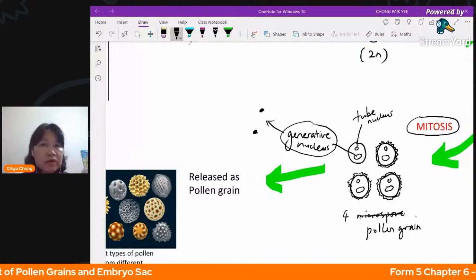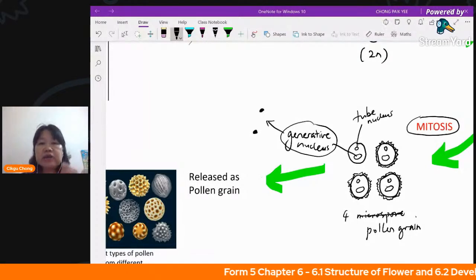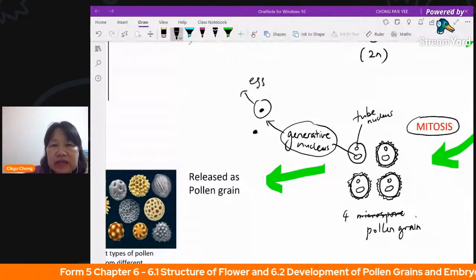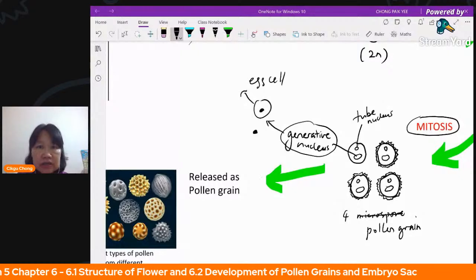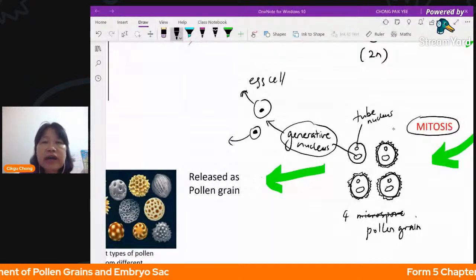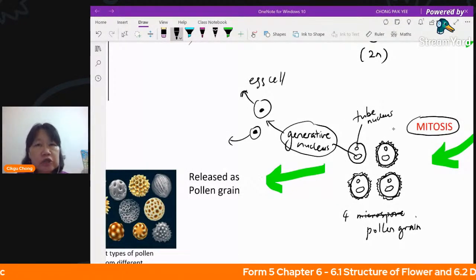And then you remember when you learn about the next one, 6.3, if you haven't seen my video, go and have a look at it later, that one of these will join with the egg cell, will fertilize the egg cell, you get a diploid cell, and then the other one will fertilize the two polar nuclei, you get a triploid, this triploid endosperm.